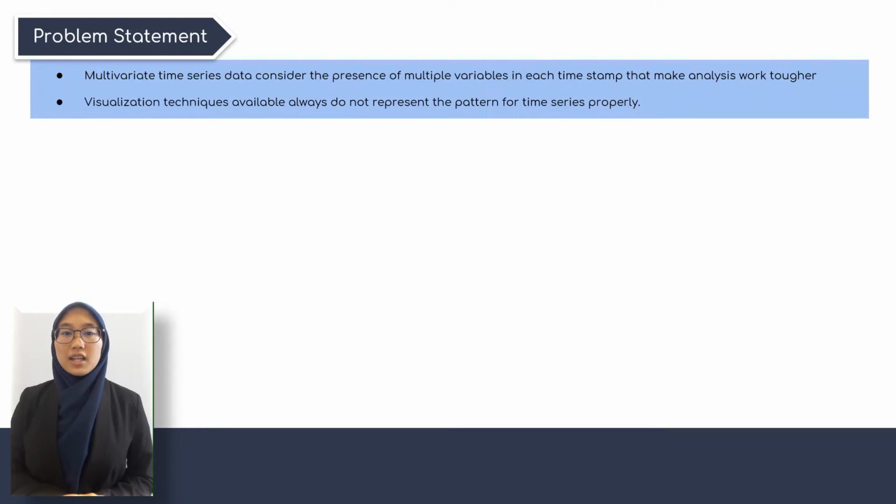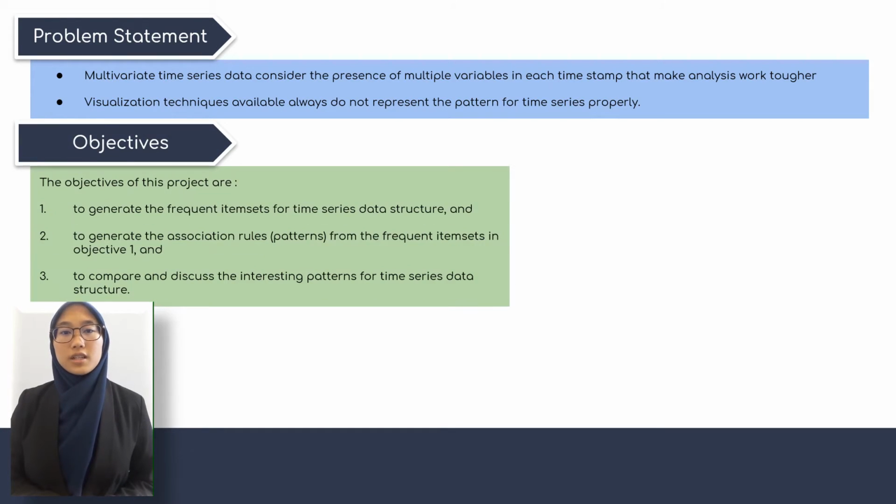Problem statement. The data represented by real-world phenomena is way more complex and impossible to be analyzed manually. One of it is multivariate time series data, where it considers the presence of multiple variables in each time step and makes analysis work tougher. Visualization techniques available do not always represent the pattern for time series. Therefore, the objectives of the project are to generate frequent item sets from time series data structures, and to generate association rules or patterns from the frequent item sets in objective 1. And lastly, to compare and discuss the interesting patterns for time series data structures.